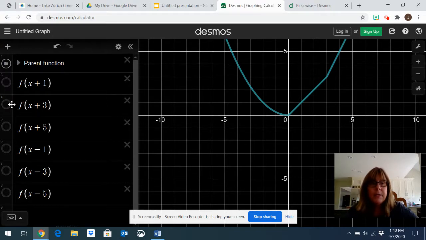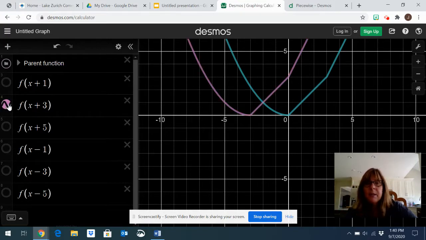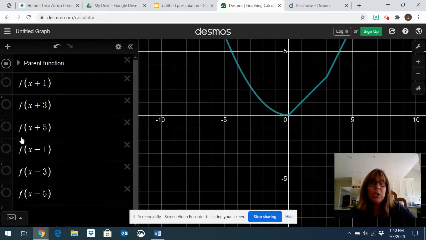All right, you've got something going on in your head up there. Let's see if you were right. Did your graph move to the left 3 spaces? I bet a lot of you thought it moved right 3 spaces. Let's turn that off for a minute and let's take a look at f of x plus 5.